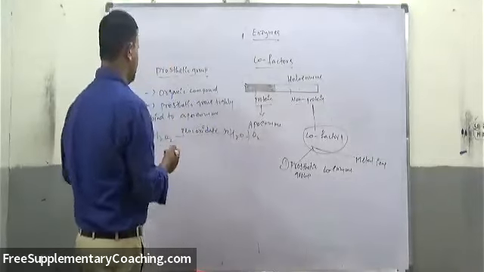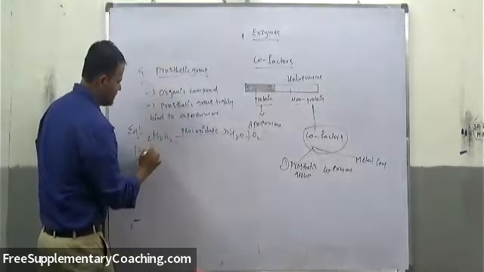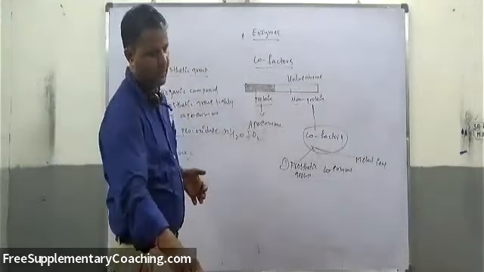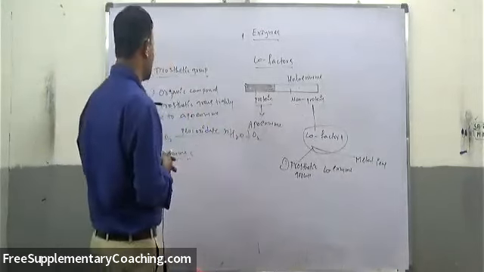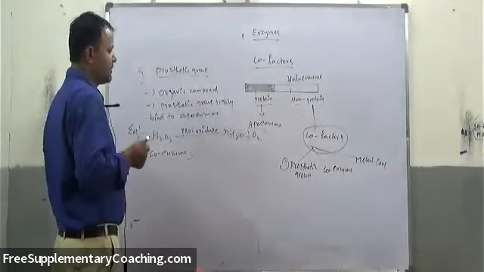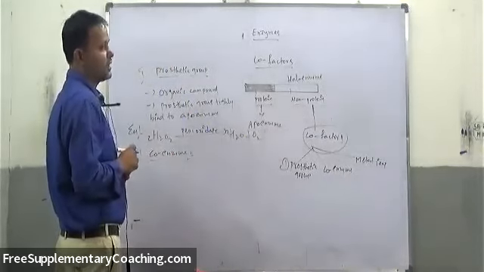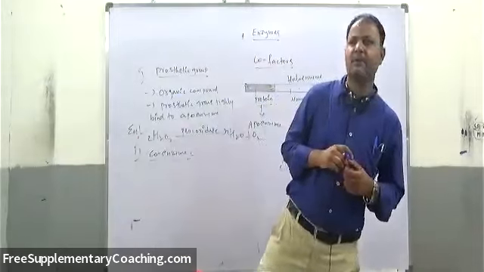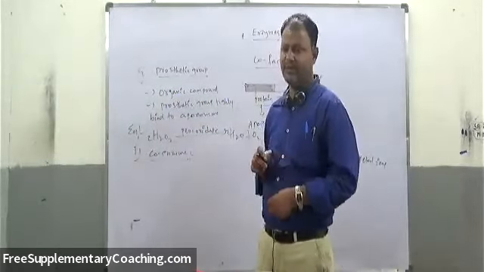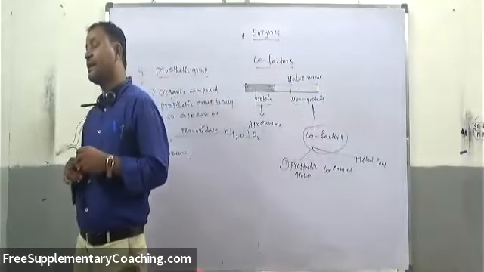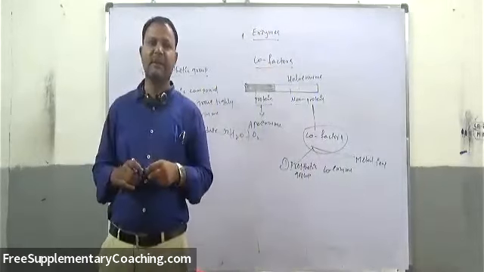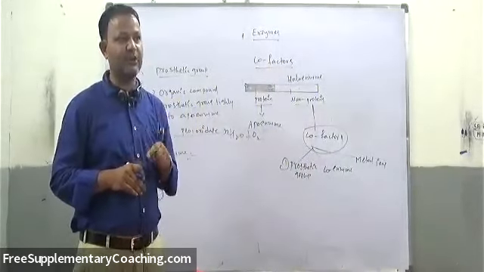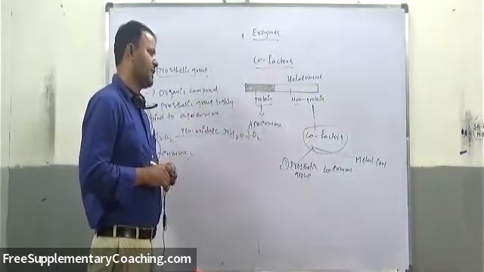Then the next one is coenzyme. Coenzymes are also organic compounds, but they are loosely bound to the apoenzyme. These are derived from water soluble vitamins. Examples are NAD, nicotinamide adenine dinucleotide, and NADP, nicotinamide adenine dinucleotide phosphate.